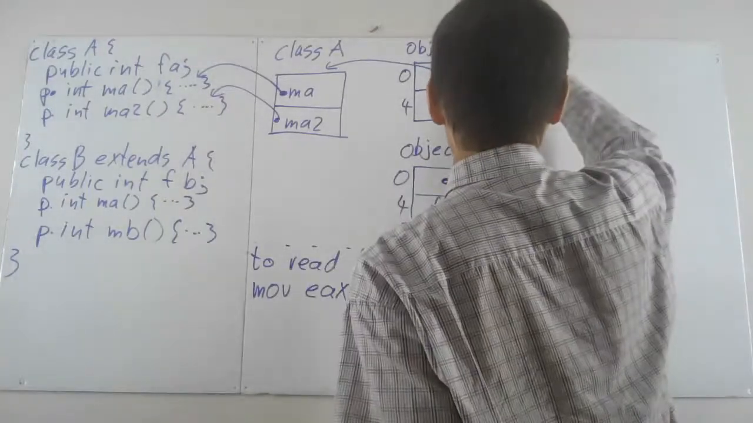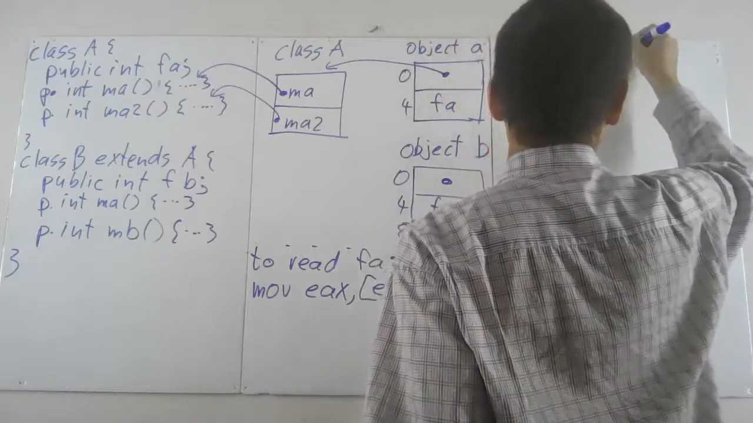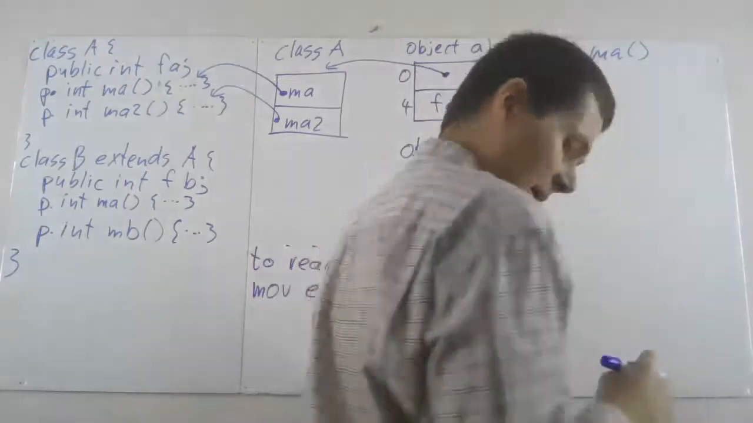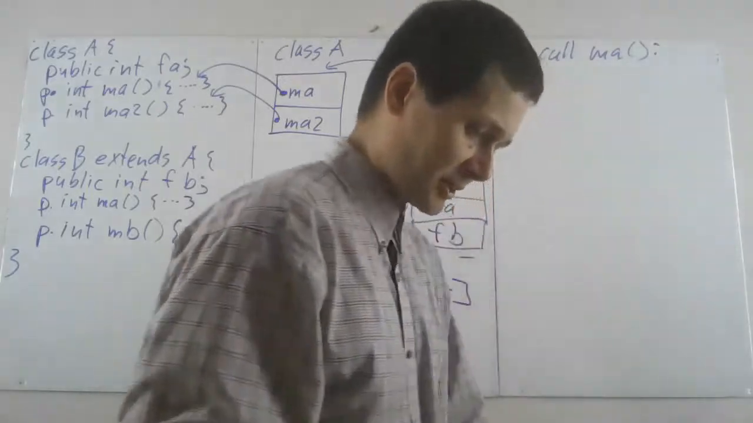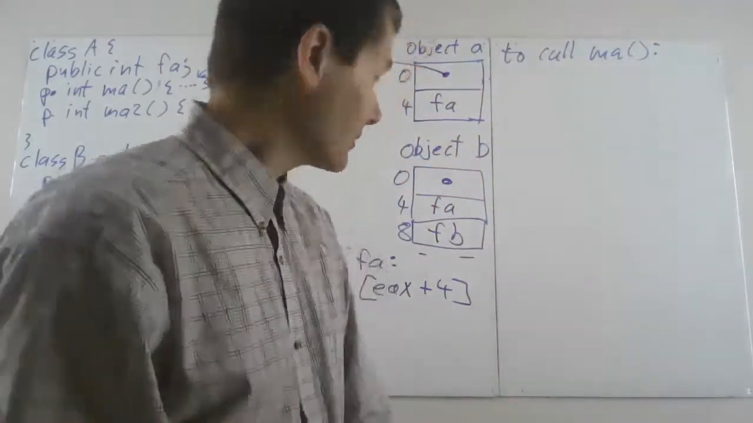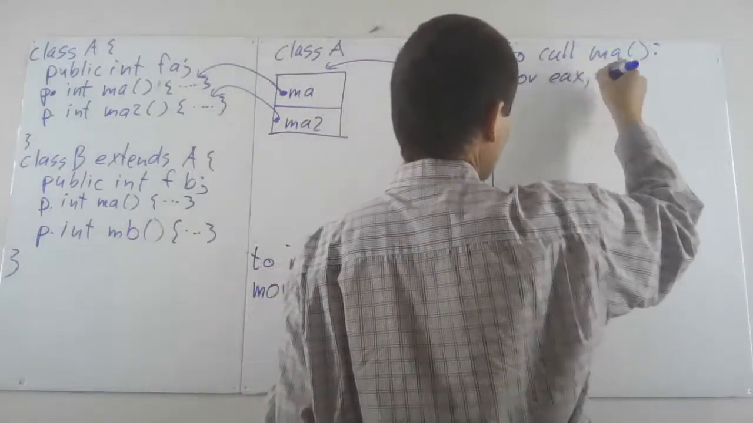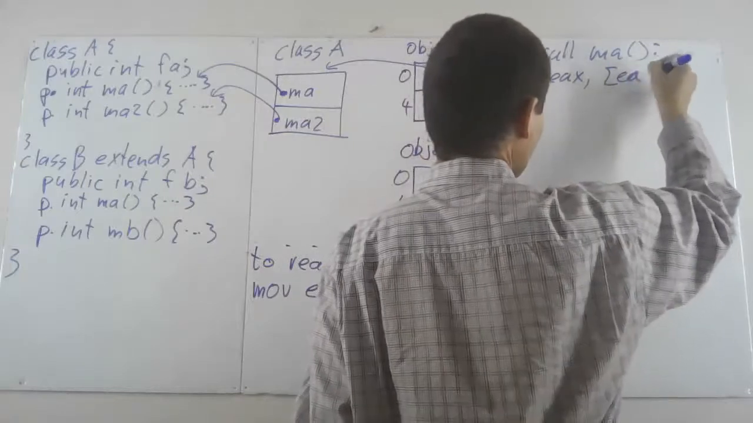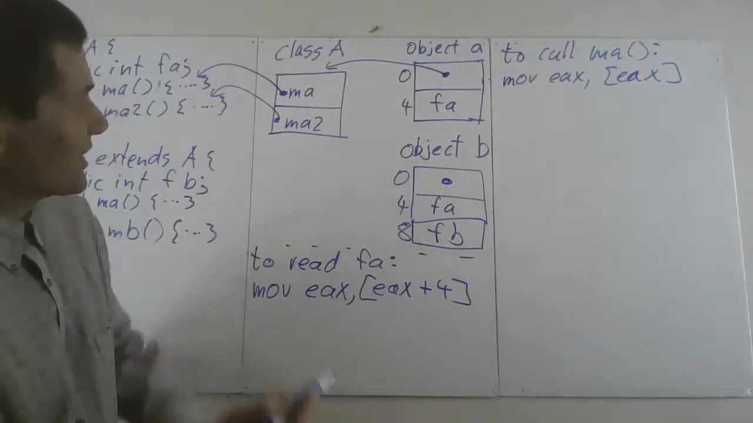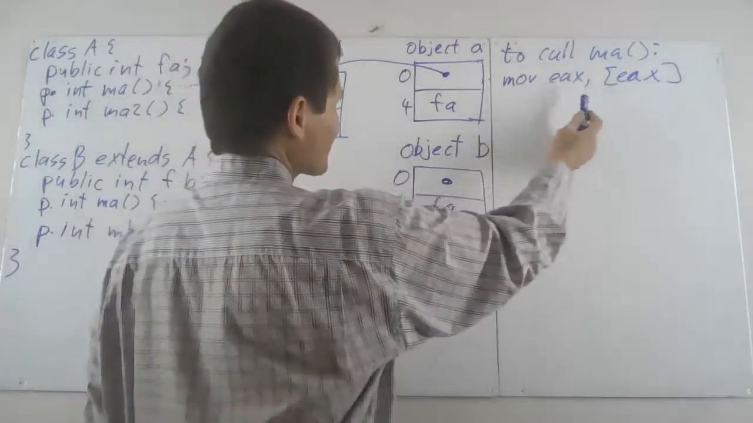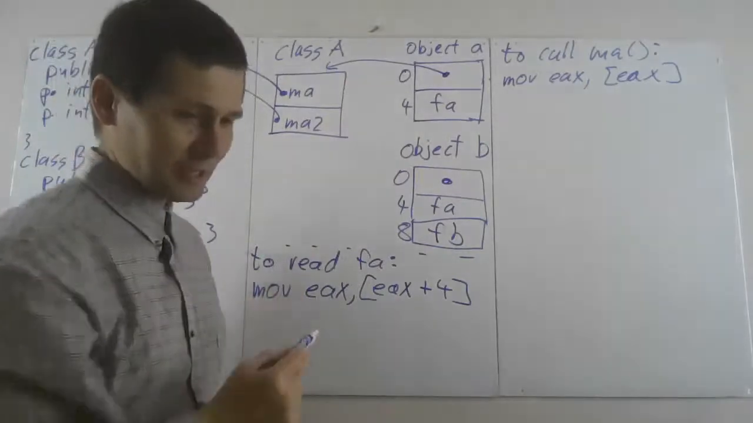So if I want to call method MA, again I'm going to assume that EAX has the address of the object that I'm calling it on, the receiver. I'm going to have first a move instruction. Well, everything is a move instruction; this is x86, where every other instruction is a move. I move EAX, dereferencing EAX, so I get this address, and this gives me the address of my class.